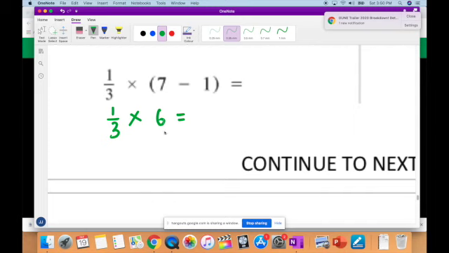Right? You could do this a couple of ways. Remember, this 6 is really 6 over 1. And when you watch the video on multiplying fractions, then you're going to remember. When you're multiplying fractions, you just multiply your numerators and you multiply your denominators. So 6 times 1 is 6. 3 times 1 is 3. So you have 6 over 3. And now 3 into 3, 1. 3 into 6, 2. The answer is 2.